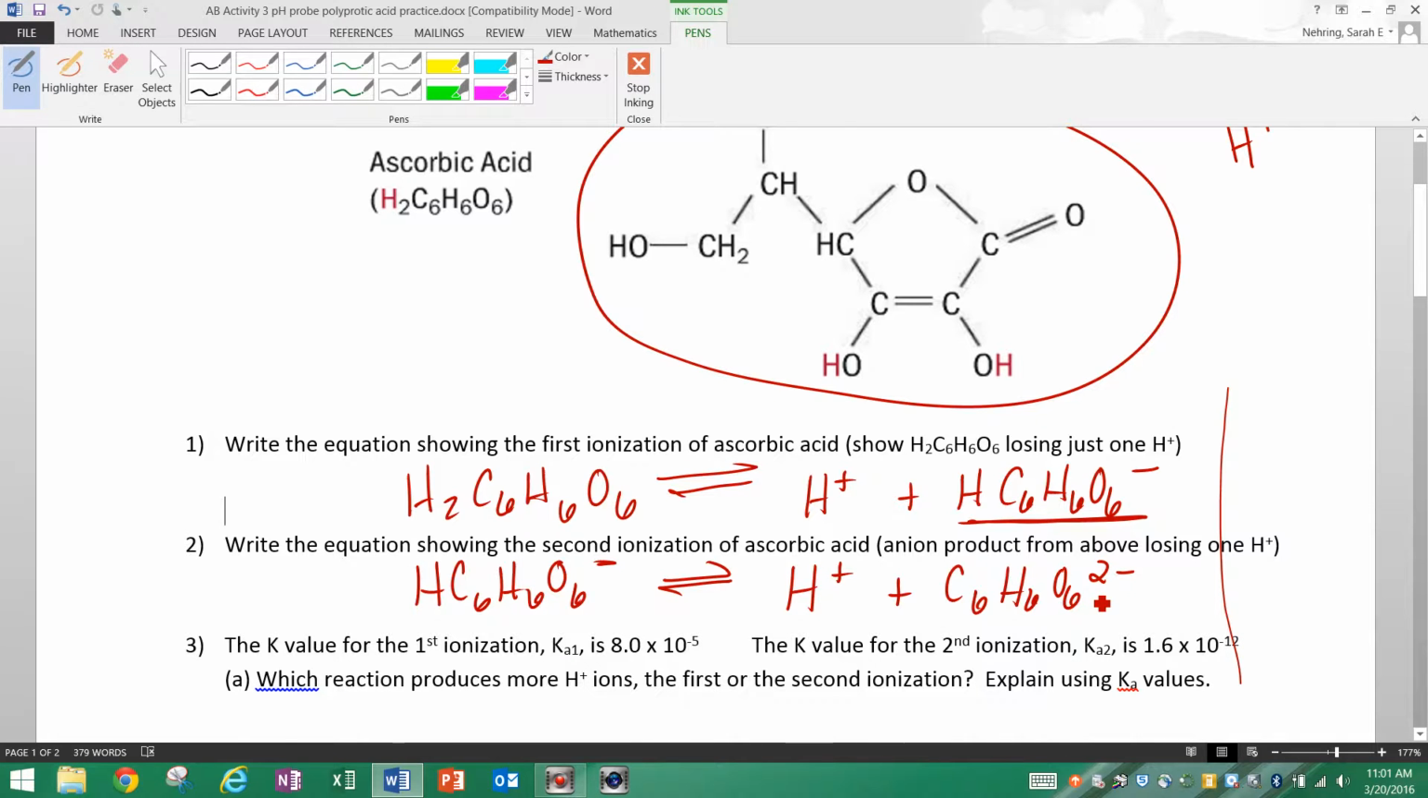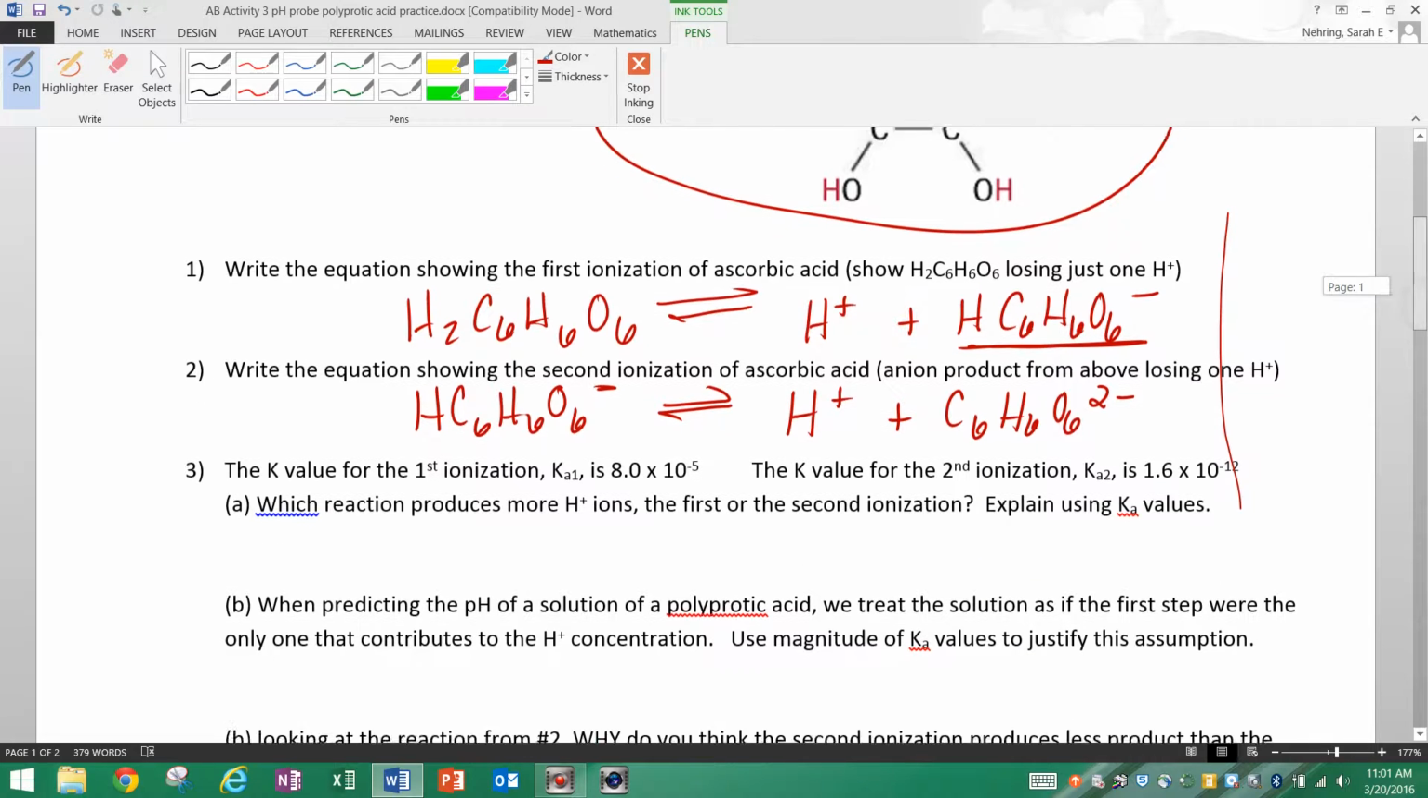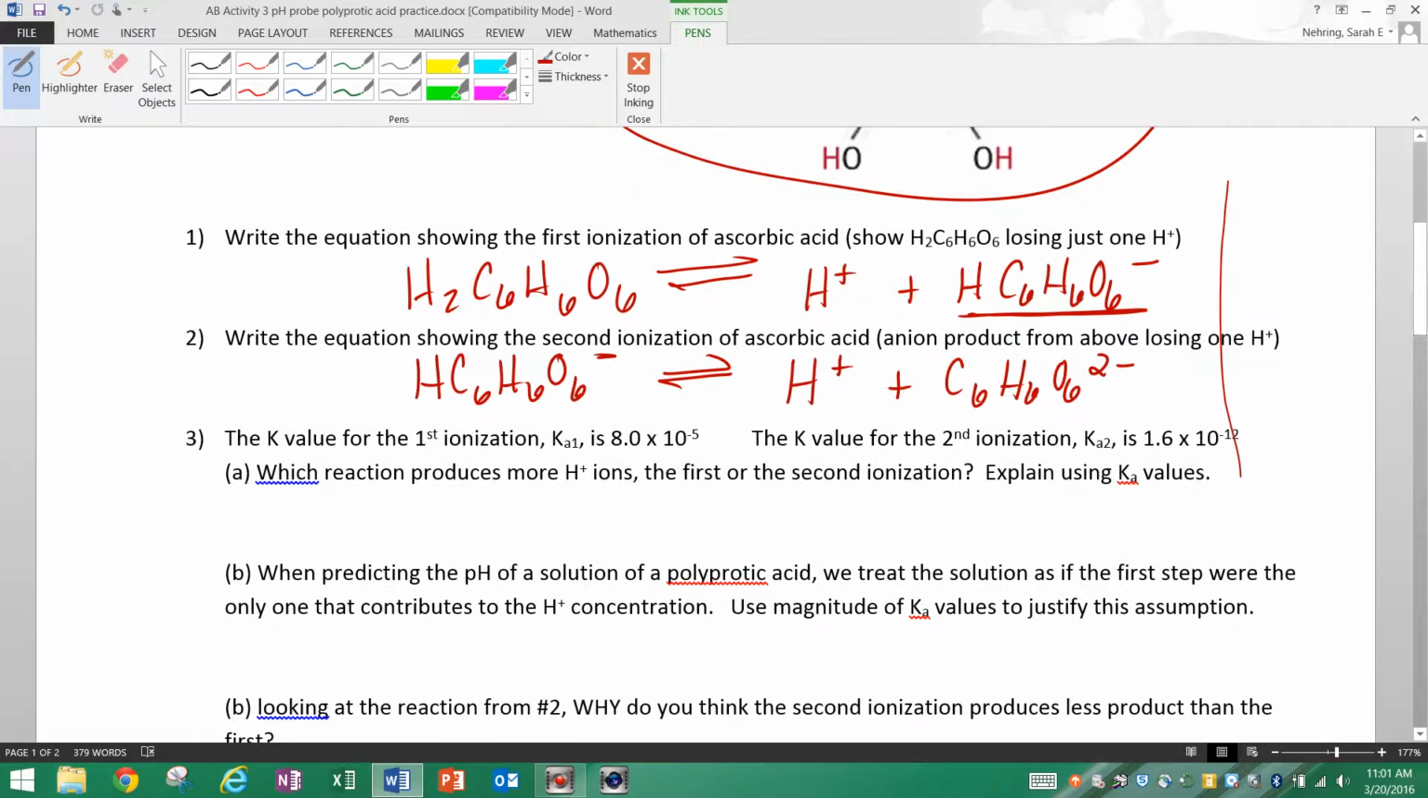So the K value for the first ionization is 10 to the -5. The K value for the second ionization is 10 to the -12. So which reaction is producing more hydrogen ions, the first or second ionization? Explain using our Ka values.